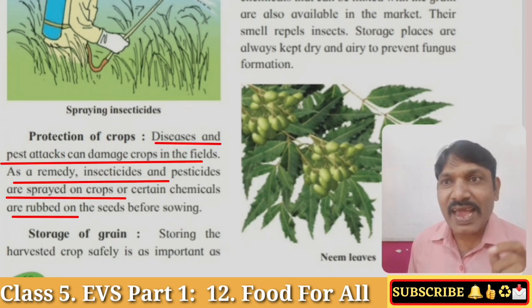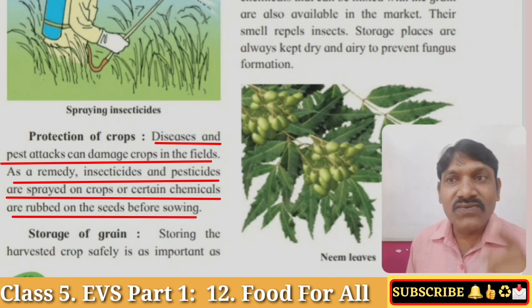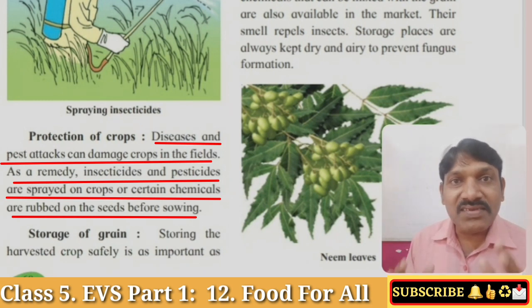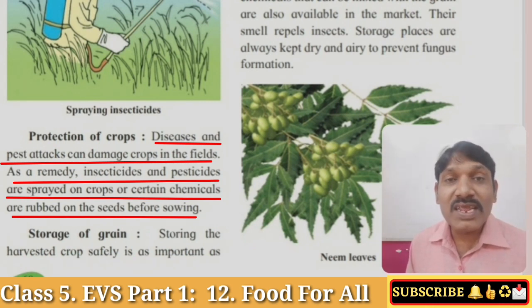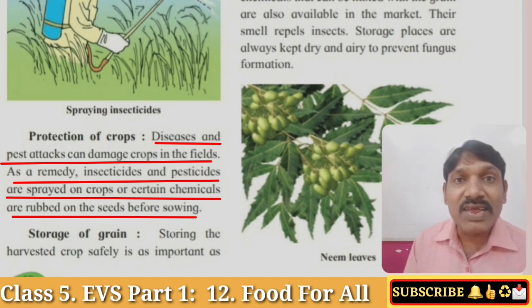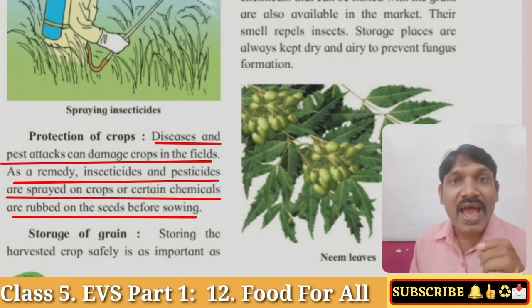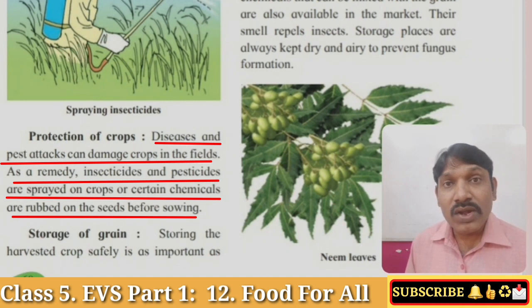Diseases and pest attacks can damage crops in the fields. As a remedy, insecticides and pesticides are sprayed on crops, or certain chemicals are rubbed on the seeds before sowing. Okay students, here I told you that after harvesting, after getting the grains, it is very important to store it safely so that we can use it as per our need. So it is very important to protect the crop also.